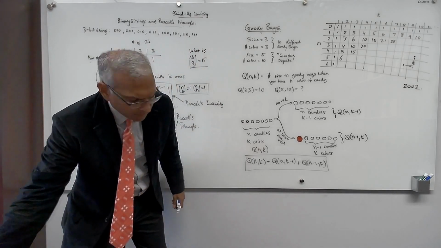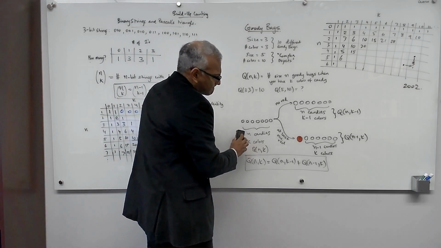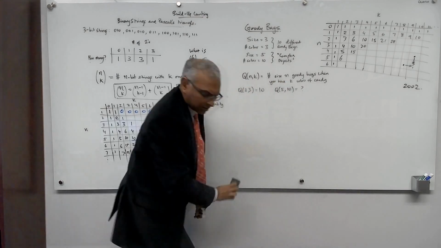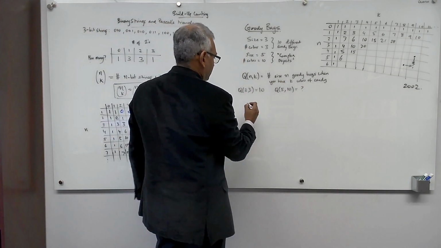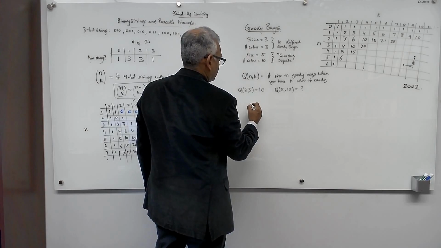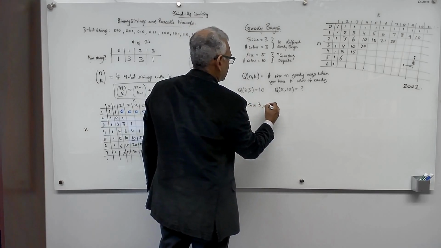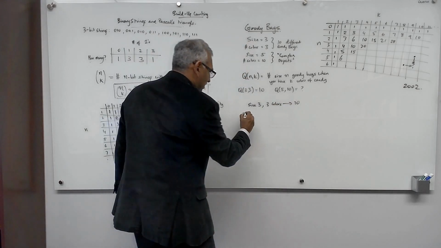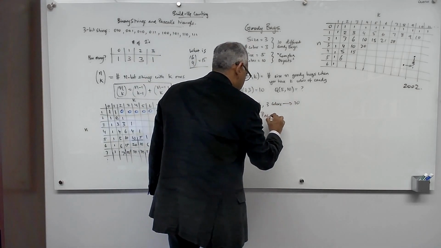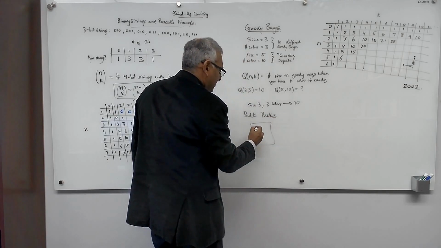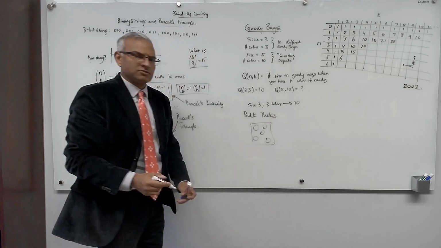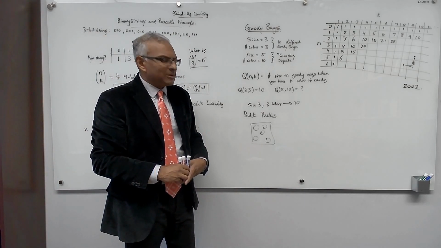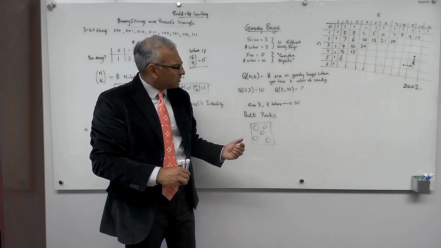I'll just mention one more problem that we talked about. In this scenario where you have goodie bags of size 3 and 3 colors, there are 10. And then I talked about bulk packs. A bulk pack has 5 size-3 goodie bags. So how many bulk packs are there?